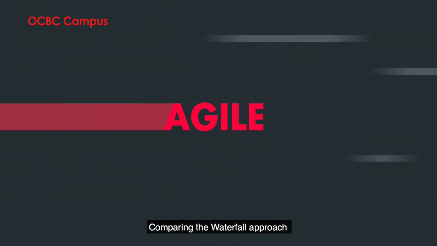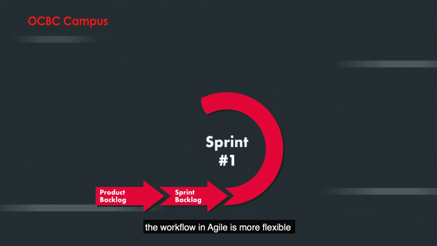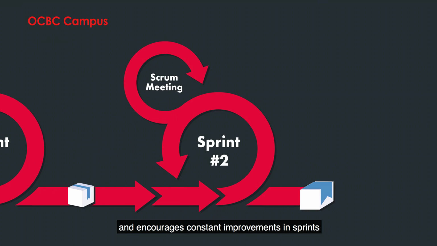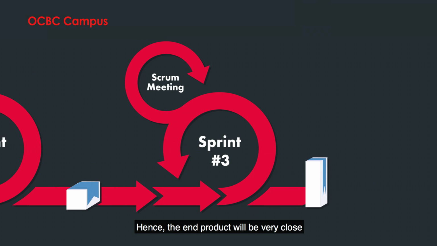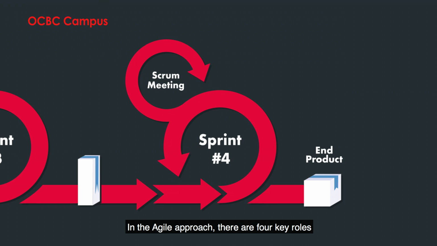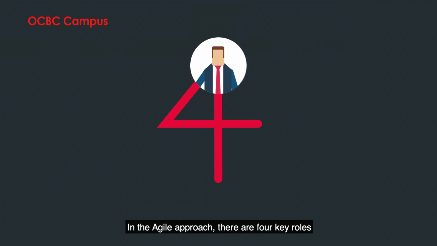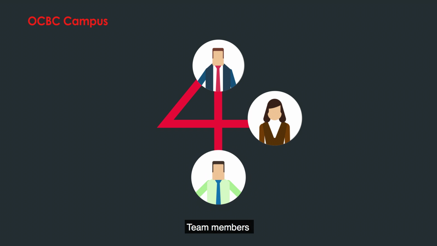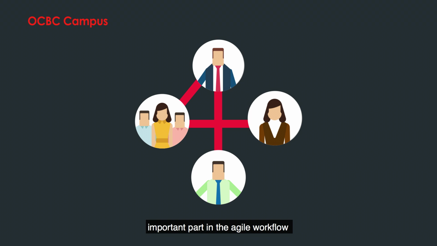Comparing the Waterfall approach to the Agile approach, the workflow in Agile is more flexible and encourages constant improvements in sprints. Hence, the end product will be very close to what the client had wanted. In the Agile approach, there are 4 key roles: the product owner, Scrum Master, team members, and the user. Each of these key roles plays an important part in the Agile workflow.